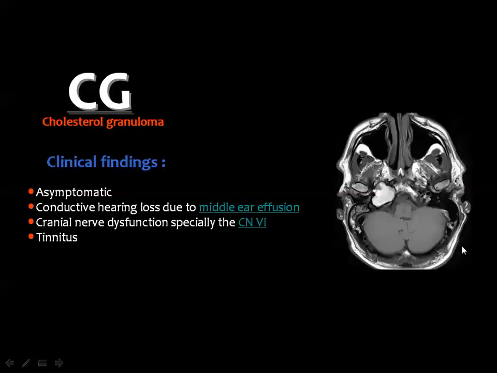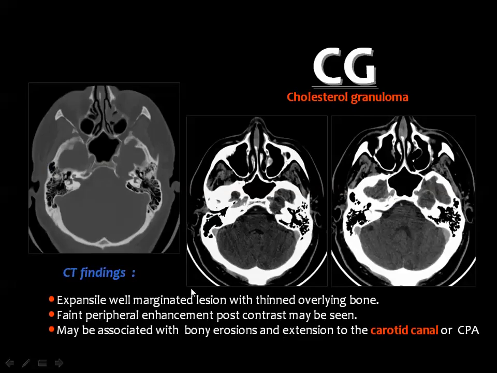And here you can see a cystic lesion, and this lesion is frequently bright in the T1 weighted image because of the cholesterol content. The patient may be asymptomatic, may present with conductive hearing loss, and may present with cranial nerve dysfunction, especially the seventh nerve, or tinnitus. And this is the CT appearance of a cholesterol granuloma, where you can see a cystic lesion at the apex of the left petrous bone.